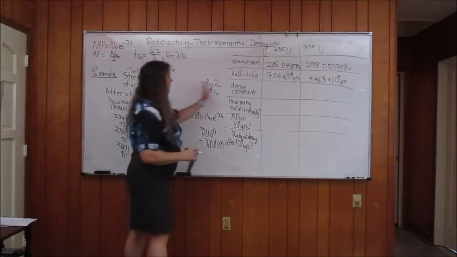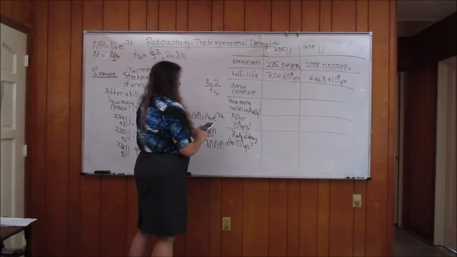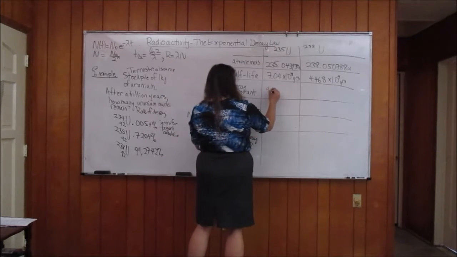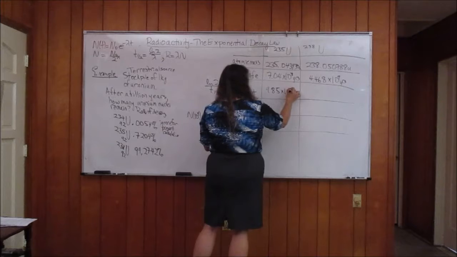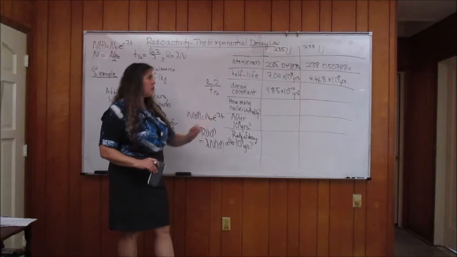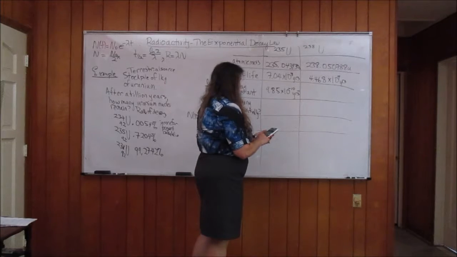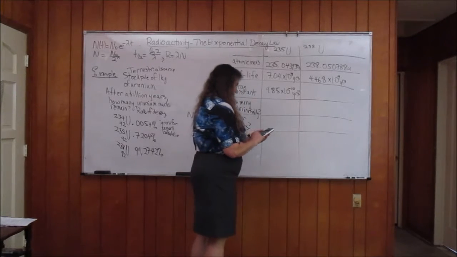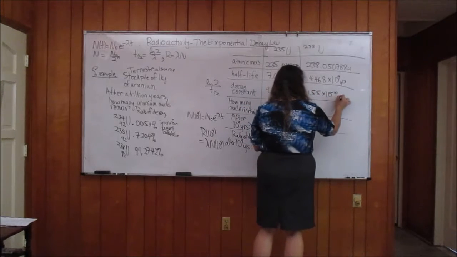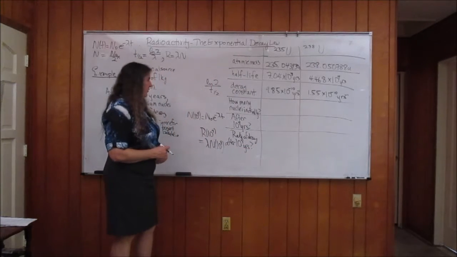Okay, so let's plug everything in and do the math. The decay constant for U235 is 9.85 times 10 to the minus 10th inverse years. And for U238, it's 1.55 times 10 to the minus 10th inverse years.